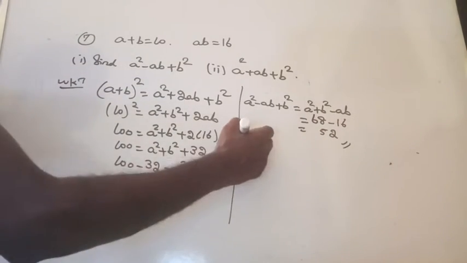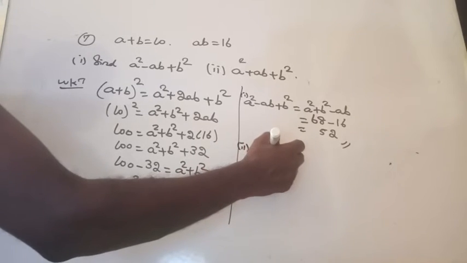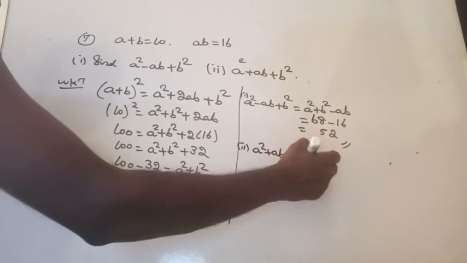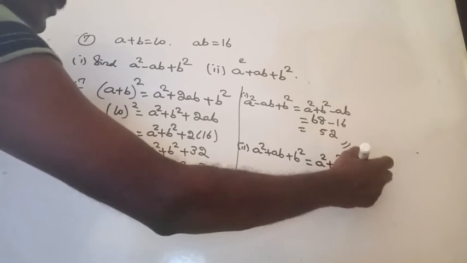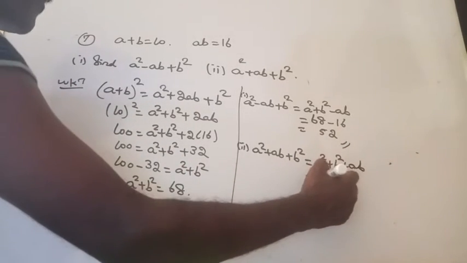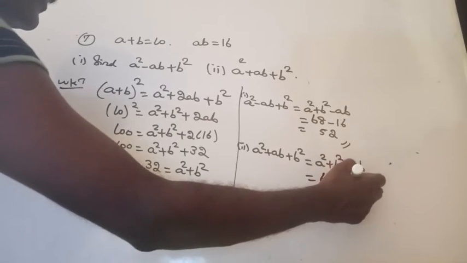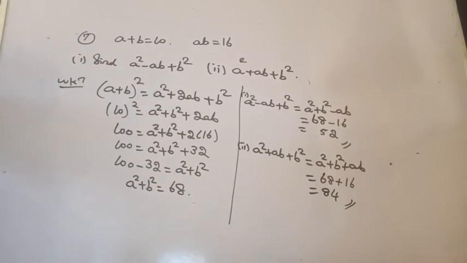Now find a square plus ab plus b square. That means a square plus b square plus ab. a square plus b square we already found, that is 68. Then ab is given as 16. So 68 plus 16 is 84. This is the value of a square plus ab plus b square.